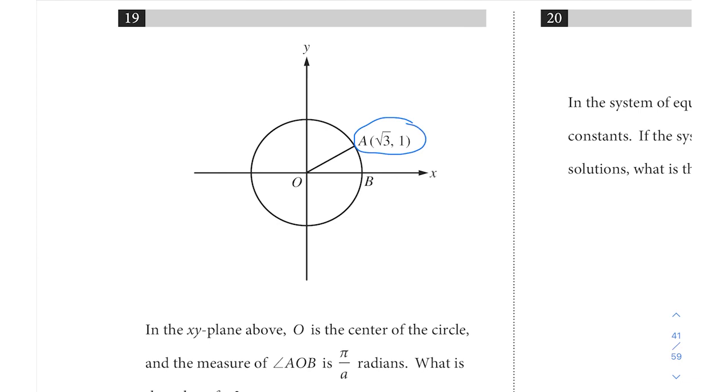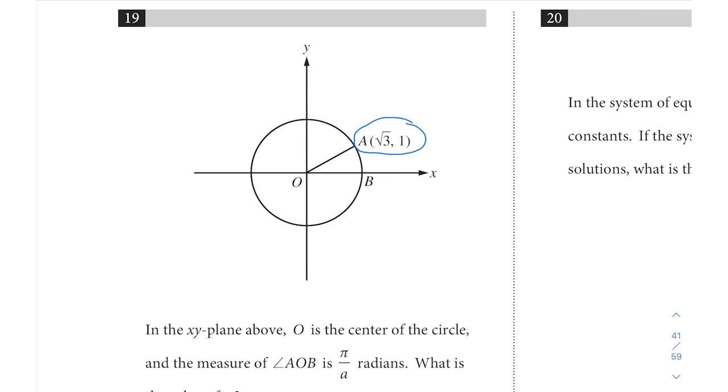Here we have a graph that gives us a coordinate, and the question asks: in the xy-plane above, O is the center of the circle, and the measure of angle AOB is pi over a radians. What is the value of a? So this question requires two main concept areas of understanding in order to answer it correctly.